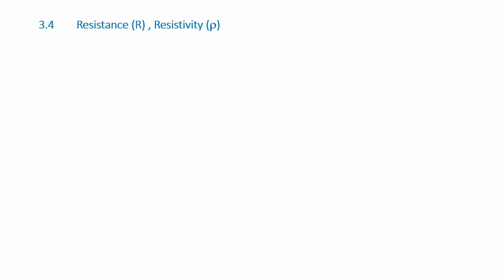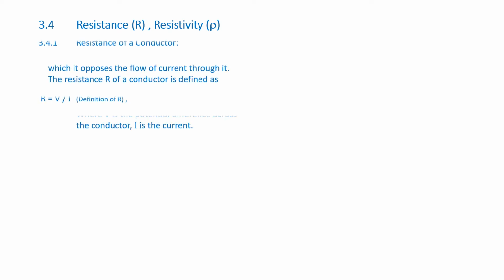Resistance R and resistivity rho. Resistance of a conductor: resistance is the property of a conductor due to which it opposes the flow of current through it. The resistance R of a conductor is defined as R is equal to V by I. We studied in the previous slide that voltage or potential difference is proportional to the current, and now we have retained R, the proportionality constant, as R is equal to V by I. This is the definition of R.